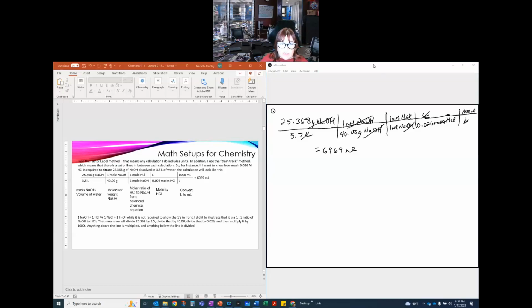The other part of this is the train track part of it. So anything that's above the line, I'm going to be multiplying. Anything that's below the line, I'm going to divide. So it's 25.368 divided by 3.5 divided by 40 divided by 0.026 times 1,000. So that's how that works. So that's the math setup.